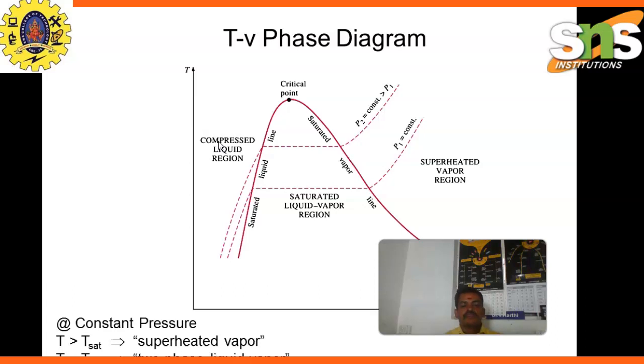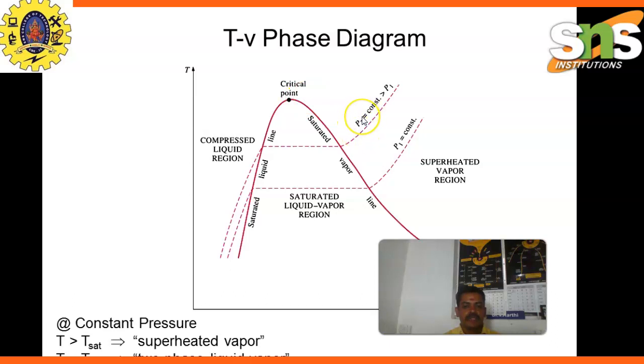Temperature, volume, phase diagram. This is the compressed liquid region. Above the saturated liquid line, this line is called the saturated liquid line. This line is called the saturated vapor line. In between, these are the saturated liquid-vapor regions. The top point is called the critical point.